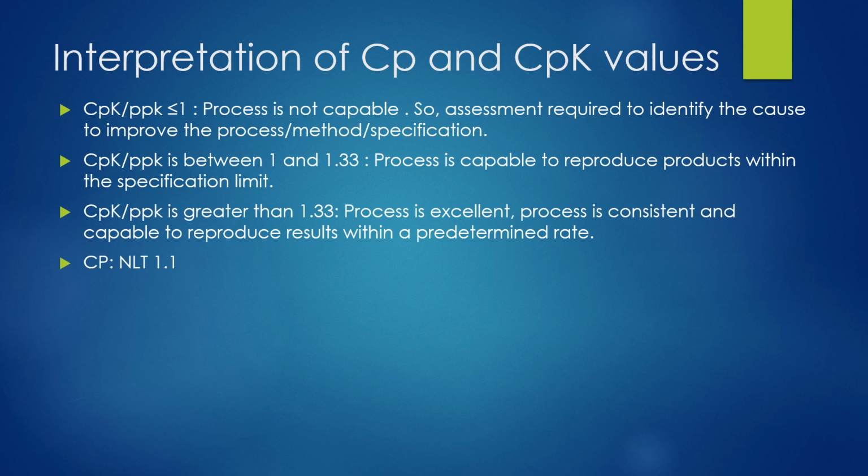The Cpk limit. If the Cpk limit is not less than 1.1, then the same criteria will be applied. If it is less, we need to give the justifications, look at the assessment, and identify whether any improvements are needed to the process, the method, or the specification limit, and apply them further.